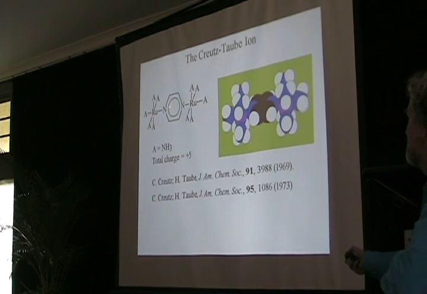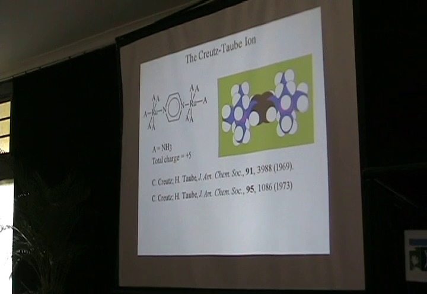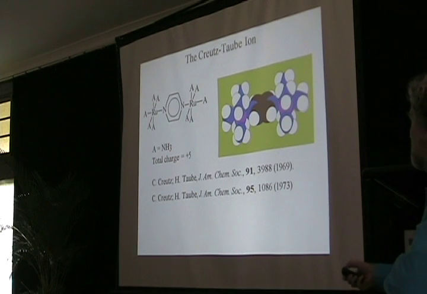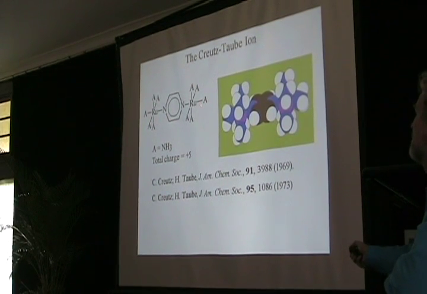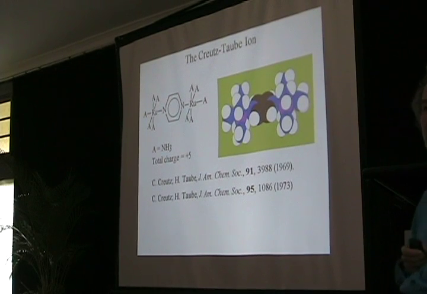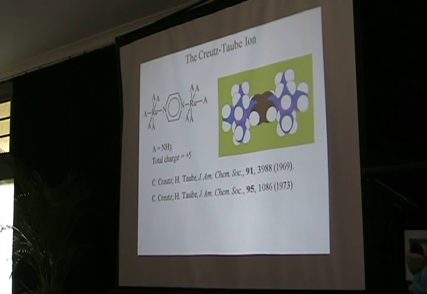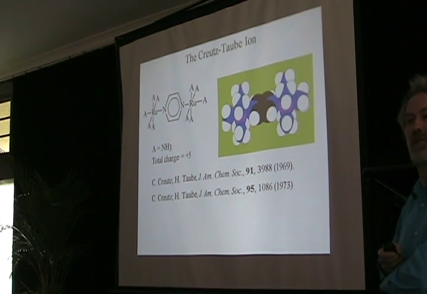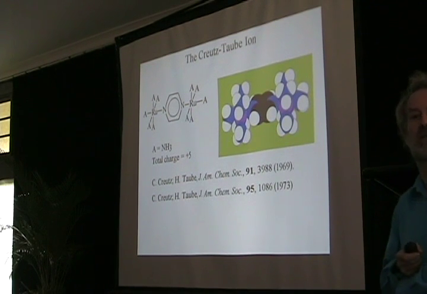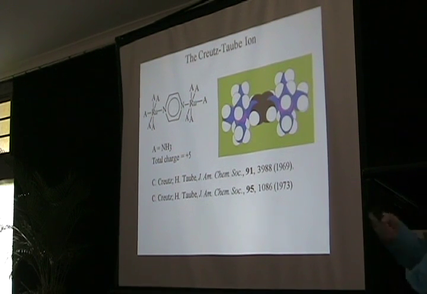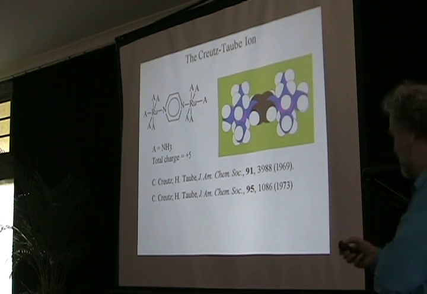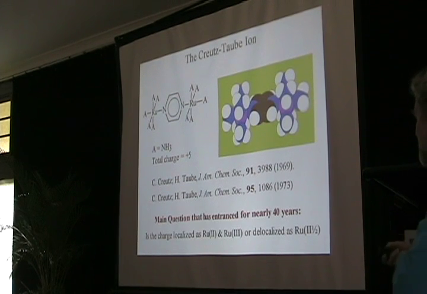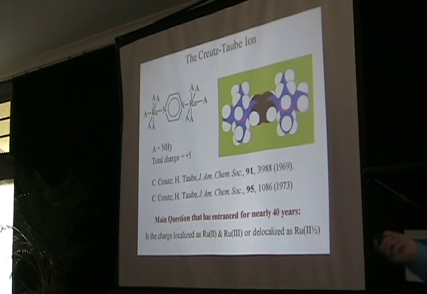Do you get 2+ on one side and 3+ on the other? That's a charge localized situation. Or do you get ruthenium 2.5, ruthenium 2.5, which would give you an effective covalent bond between the two rutheniums, as if the pyrazine in the middle didn't exist. This was the first molecule ever produced that wasn't clearly charge localized. And that's why it was such an important thing and why it got the Nobel Prize and why it's the paradigm for photosynthesis and many other forms of charge conduction. So the question that's been in trance for 40 years: localized or delocalized?